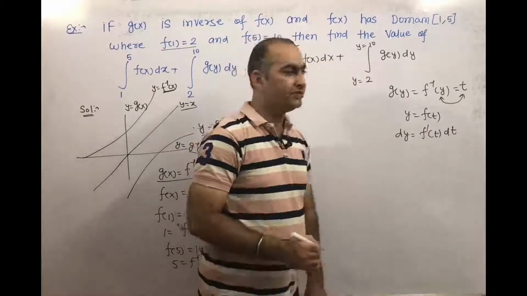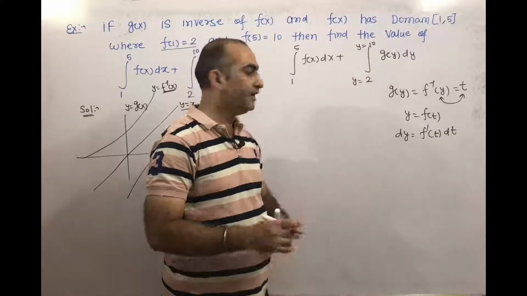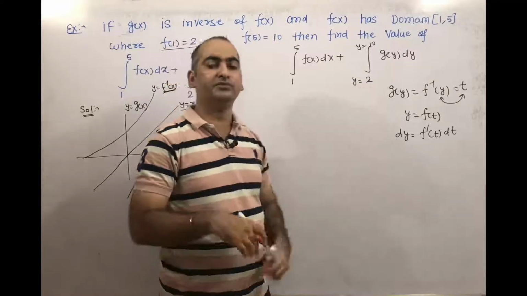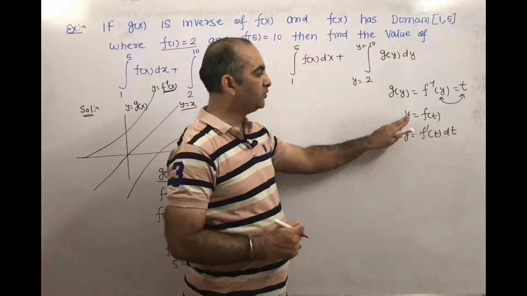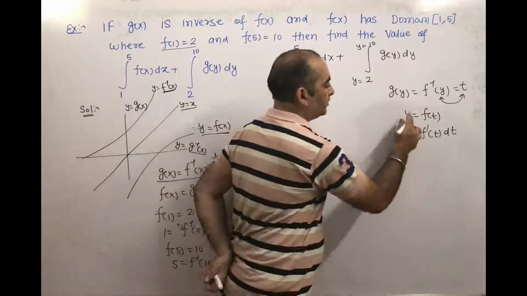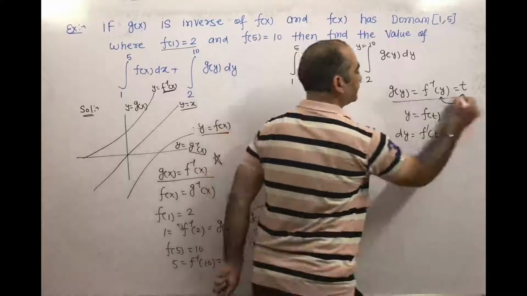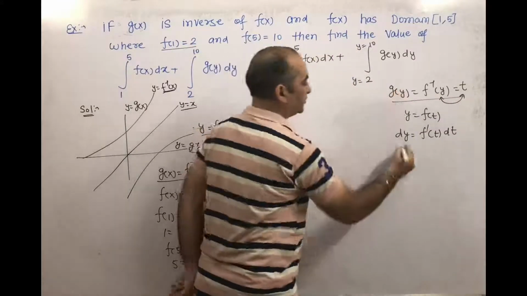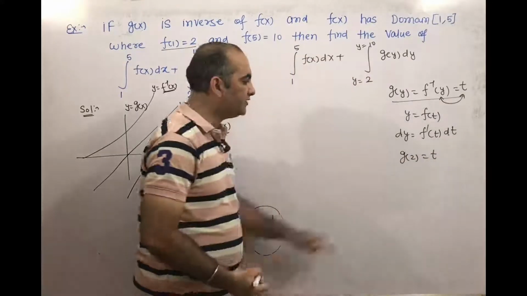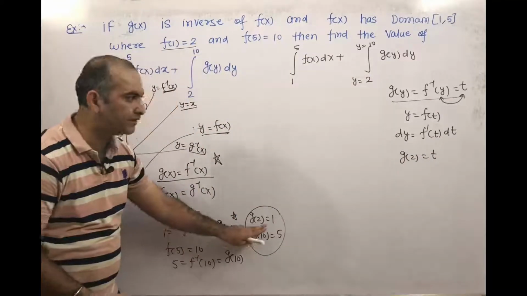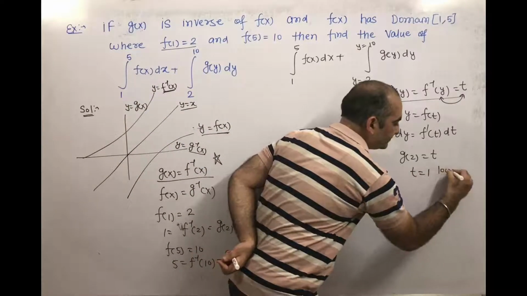First of all, the limits are y equals 2 to y equals 10. So here we also have to convert this limit in terms of t. How to find out? If I put y equals 2 here, then g of 2 equals t. What is g of 2? It is 1. So the t value will be 1. So this is the lower limit.